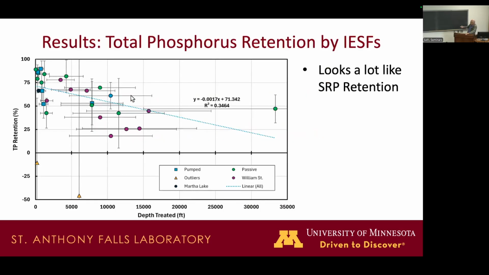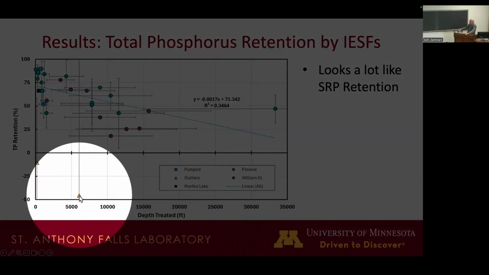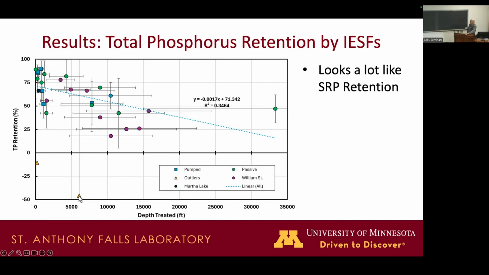We did the same thing we did for phosphate. That is, we have TP retention that we measured versus depth treated. That's the depth treated, volume treated divided by the area of the filter. And we got this plot. It looks pretty similar to what we had for SRP retention. Actually, it's very similar. So that means that your total phosphorus retention is about your phosphate retention.